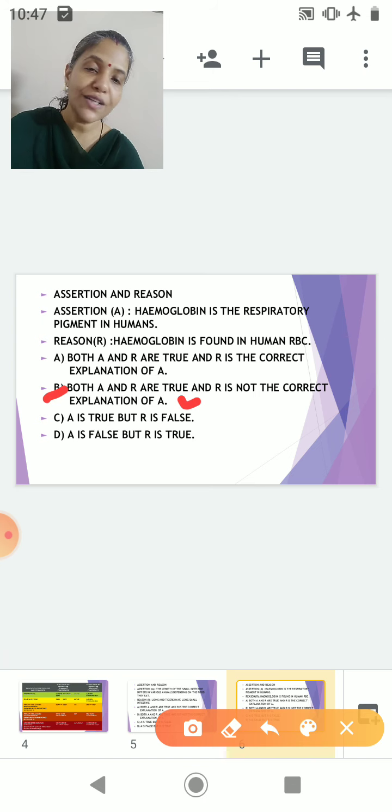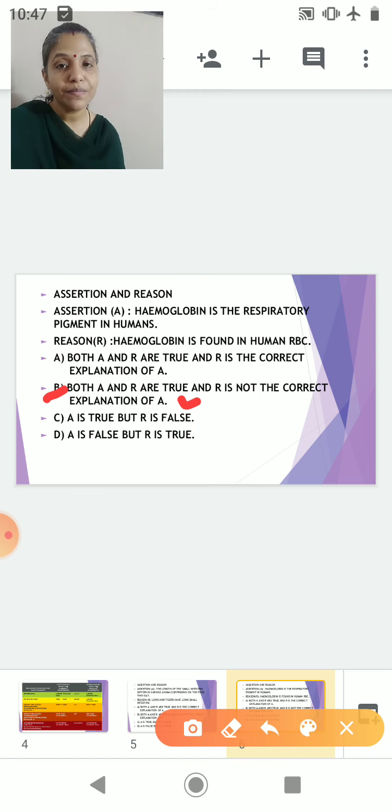A is false and R is, no, I cannot take C and D because both our statements are very correct. But the problem here is the reason is not the correct answer for our assertion. Both of them appear to be a statement. So our B option is the correct one. Is this clear for assertion and reason now?